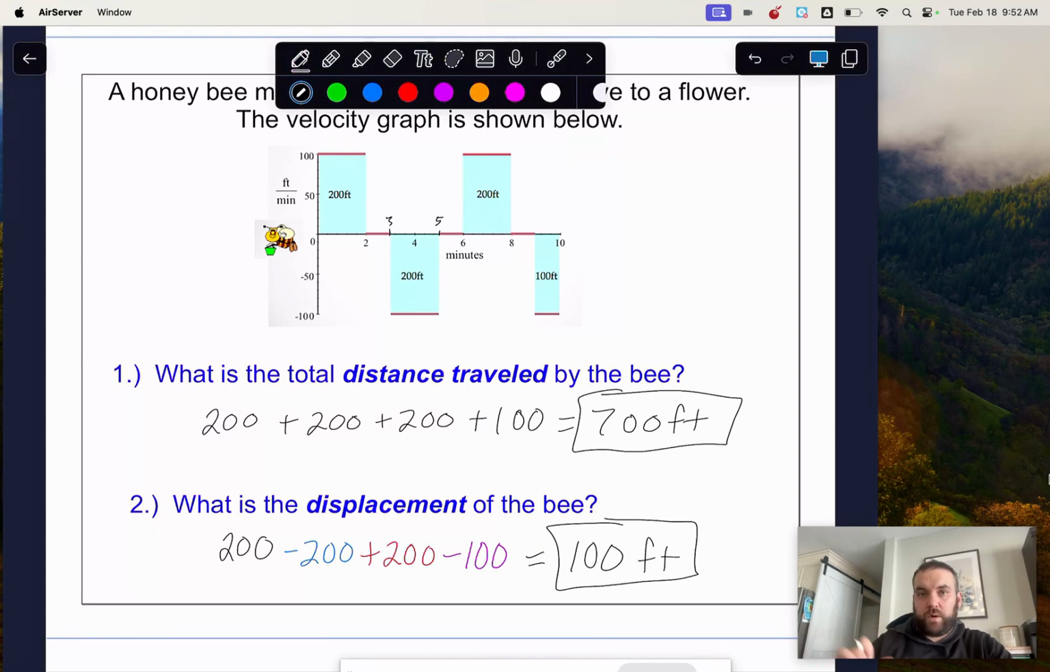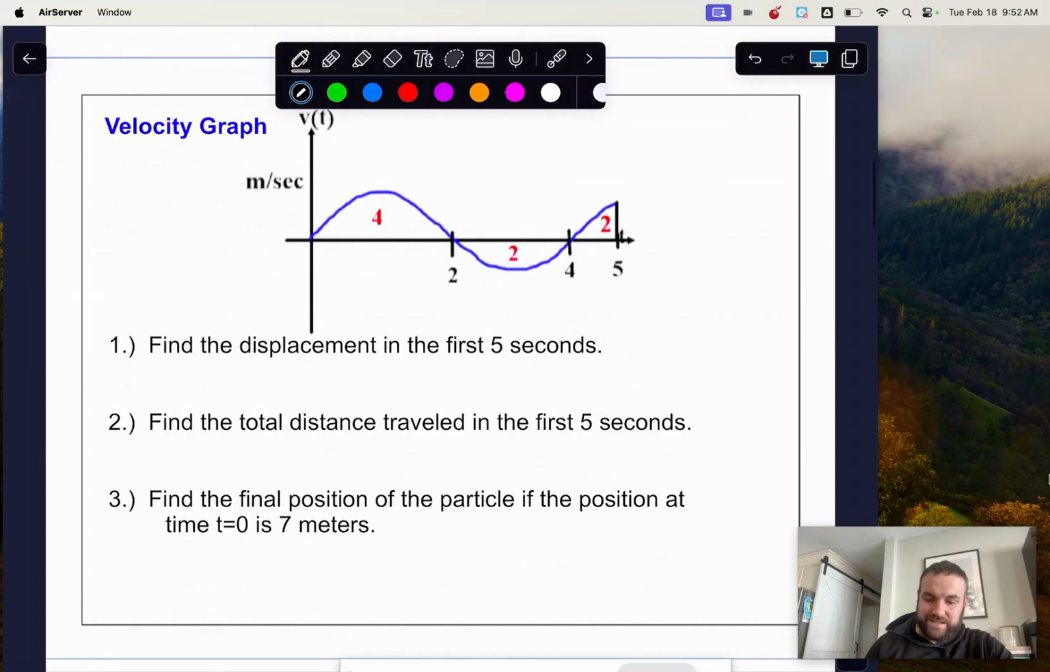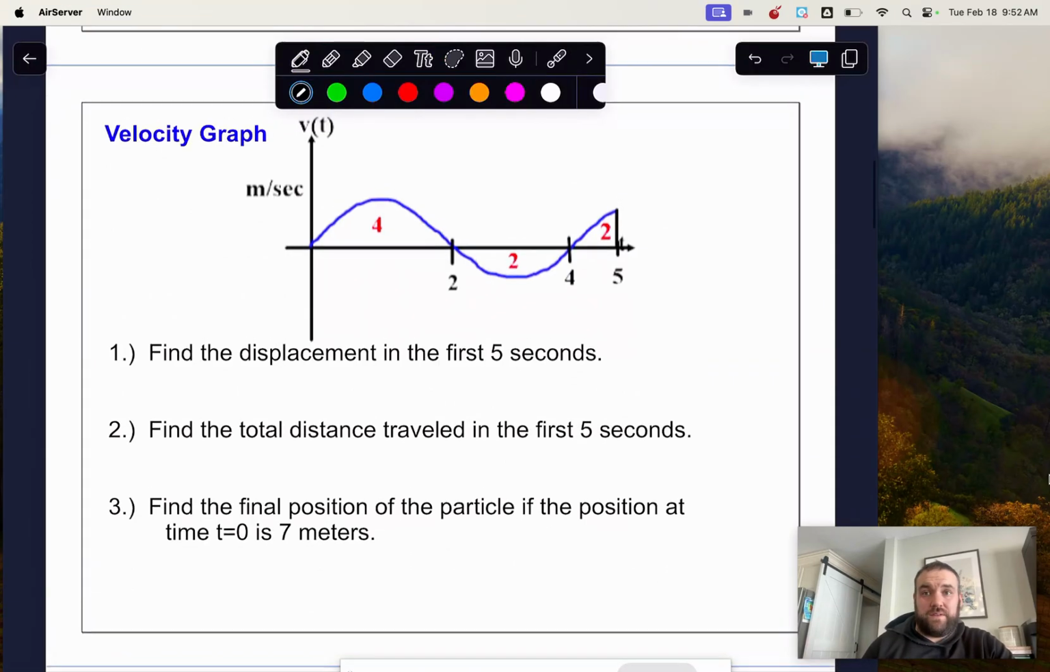Okay, so just a quick reminder of displacement versus distance. On a velocity graph, again, this is not a word problem. There's no context, but if I ask you to find the displacement in the first 5 seconds, I see from 0 to 2, there's a distance traveled of 4. From 2 to 4, there's a distance traveled of 2, but it is negative, so I'm going to take it away.